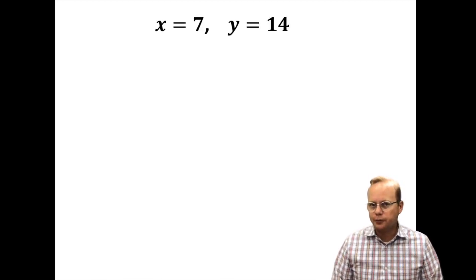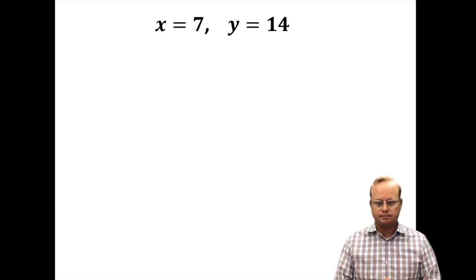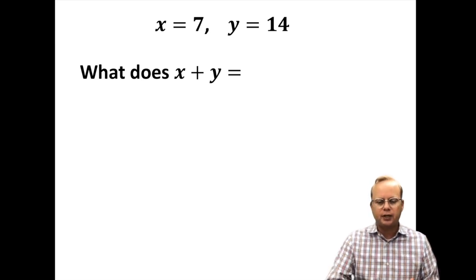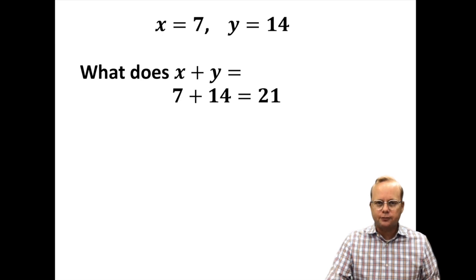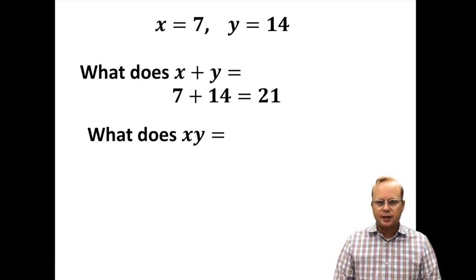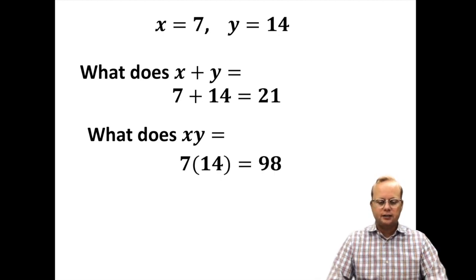Let's get into it with a little bit of review. If x equals 7 and y equals 14, those are just some givens, then what is x plus y? Well, we know that x is 7 and y is 14, so we can plug in 7 for x, 14 for y, and go 7 plus 14 equals 21. Let's do the next one. What's x times y? If x is 7 and y is 14, what's 7 times 14? That's 98.